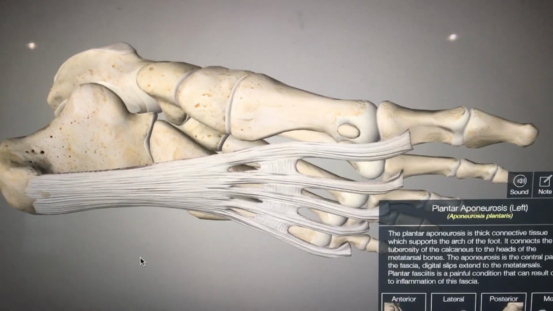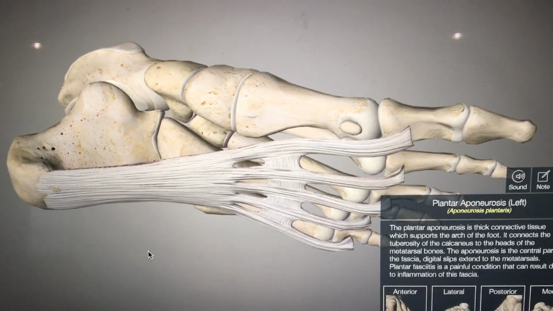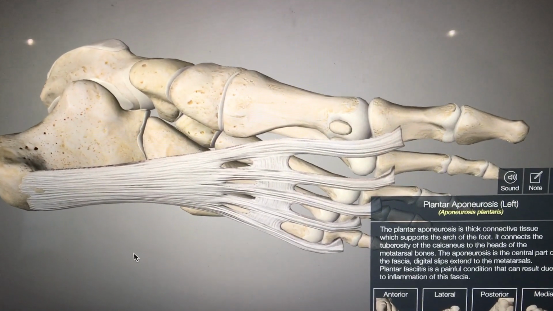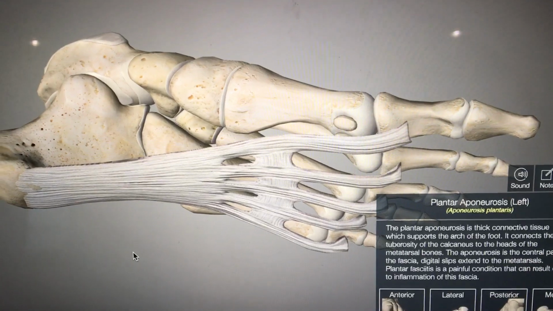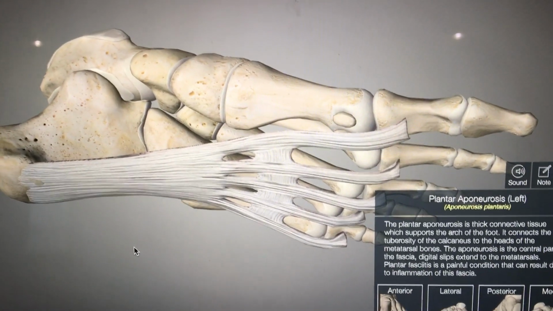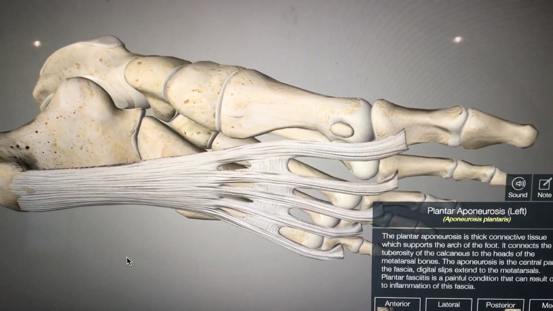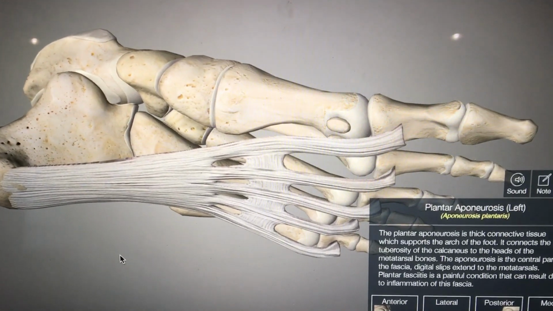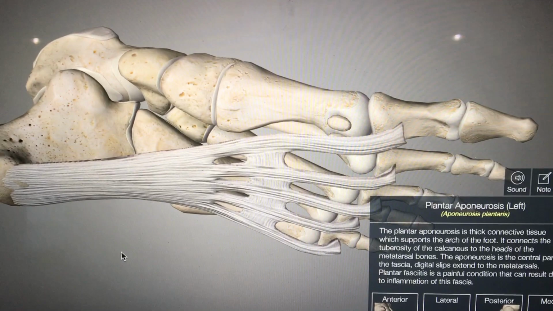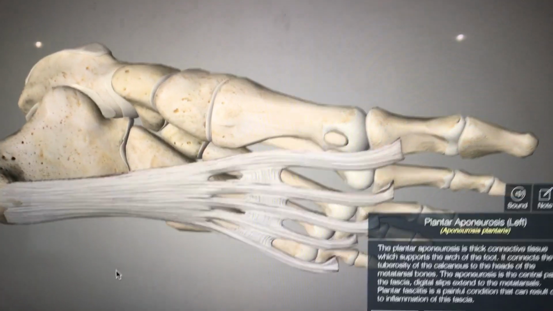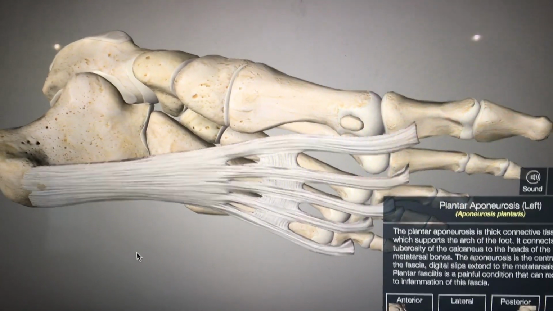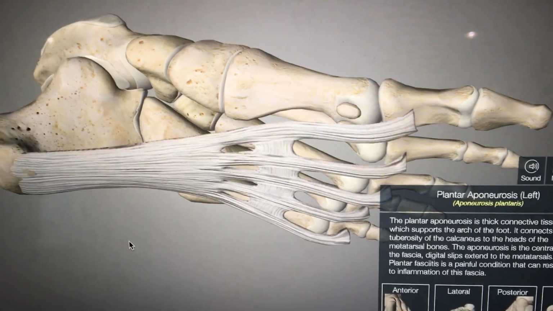So what we're looking at here is an anatomical picture of the bottom of the foot. And what you can see here, that white structure on the bottom is the plantar fascia. It goes from the heel bone at its beginning and then ends where it ties into all of your toes. It kind of looks to me like a little fan that you would use to fan yourself if it was hot out.